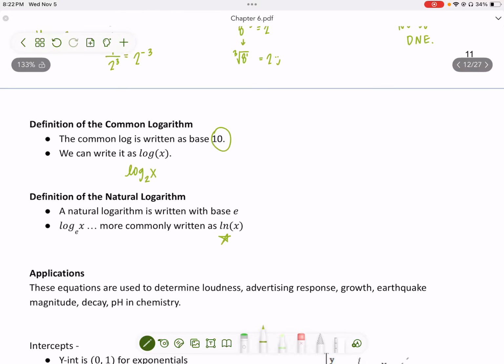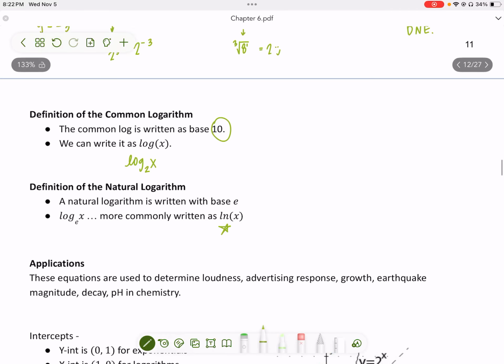The most common use for this we'll see a lot in science, especially when we talk about decay and magnitude and like pH and stuff like that. That is where these really come in handy. So they are useful, especially if you're in STEM.